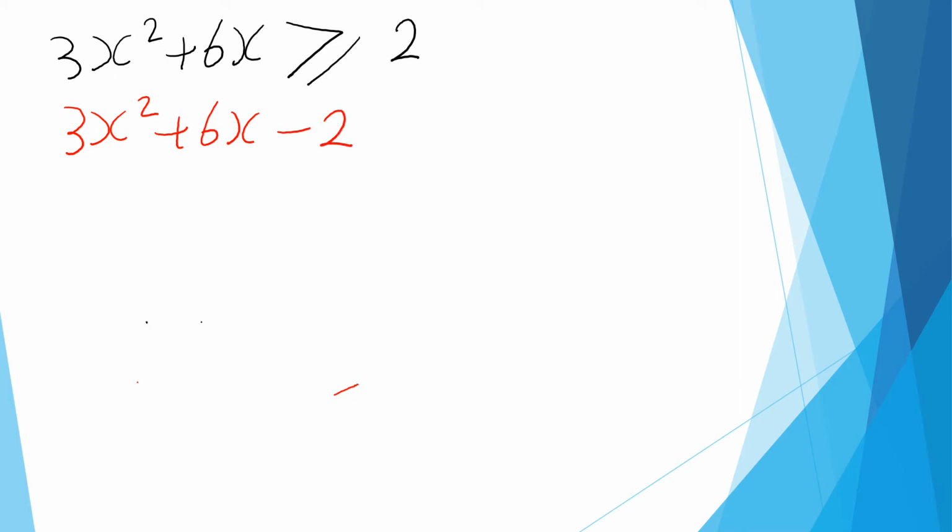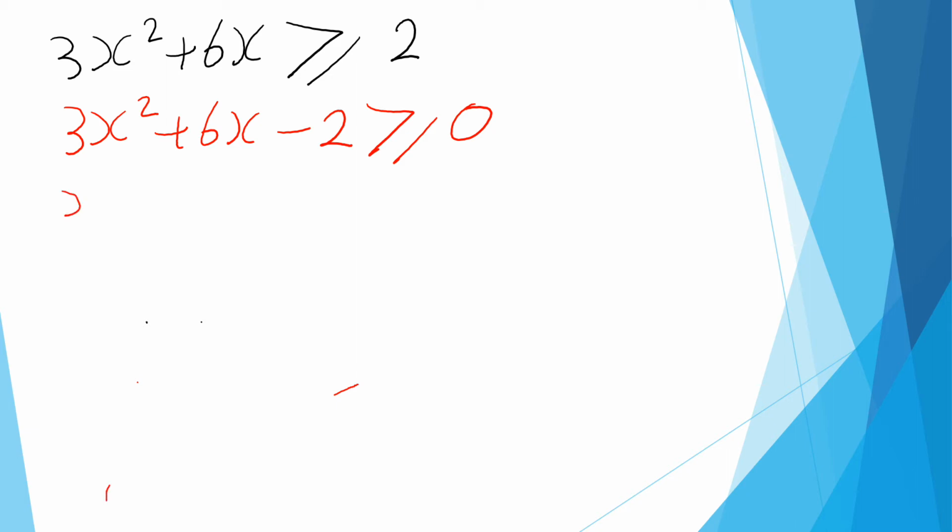3x squared plus 6x greater than or equal to, same thing, it's a quadratic, so we have to rearrange it to 0 first. So 3x squared plus 6x minus 2 greater than or equal to 0. Now you can use anything. You can use your quadratic formula, you can use your calculator, anything to solve it. So I'm going to use the quadratic formula to solve it.